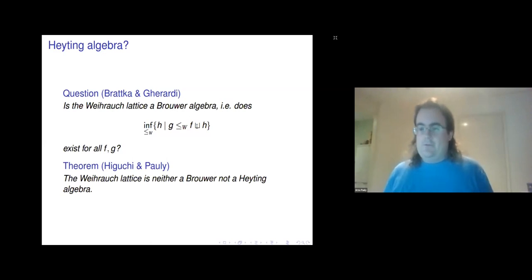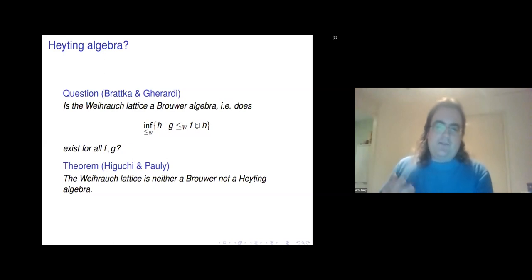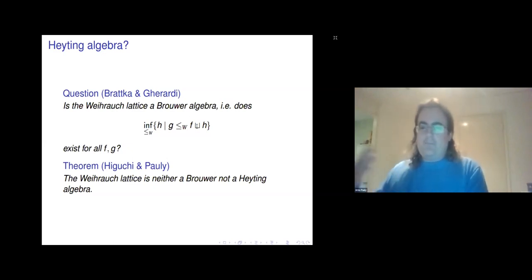These infima don't work, and if we think a bit further, we see that the Weihrauch lattice should more be a model of some constructive linear logic thingy, so we kept on searching.